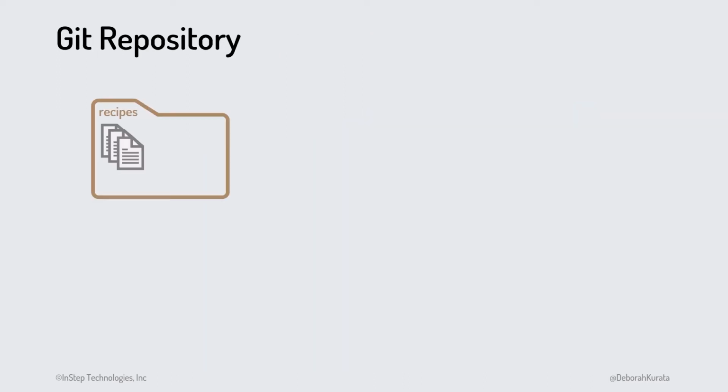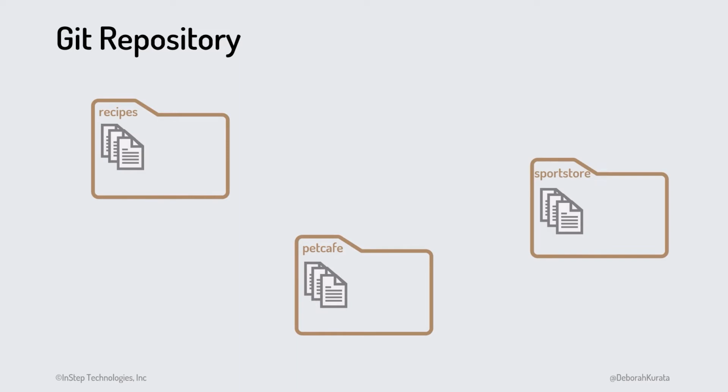Say we've been busy working on several projects. To keep our code and associated files organized, we keep the files for each project in a separate folder. Here is a folder for the recipes app we're building, our virtual pet cafe website that we've started, and the sports store project we're creating with several of our friends. Each project folder is referred to as the working folder for the project. We use this folder to create and edit the files as we work on the project.